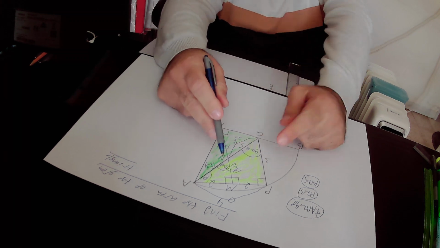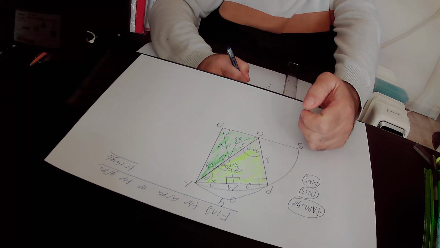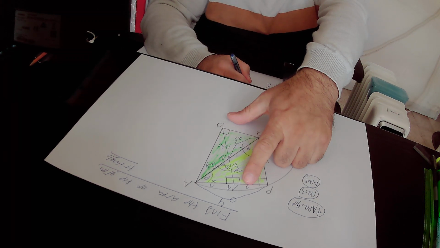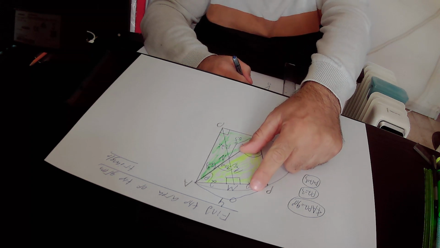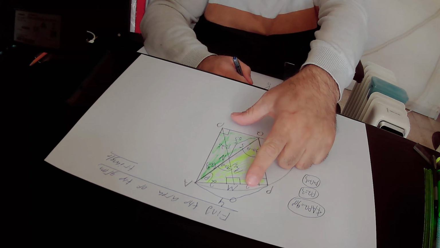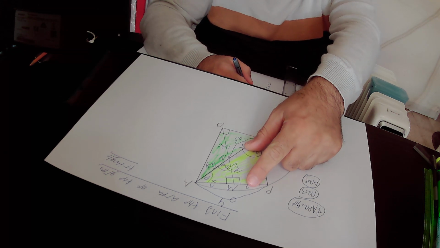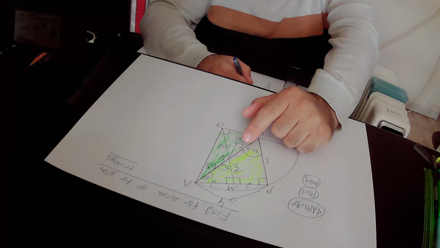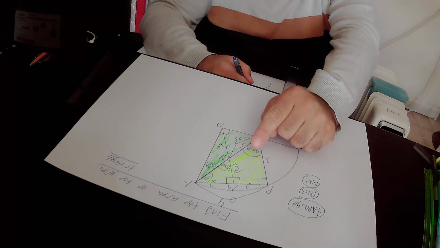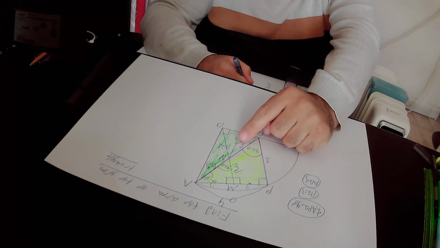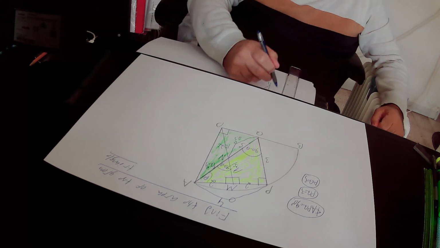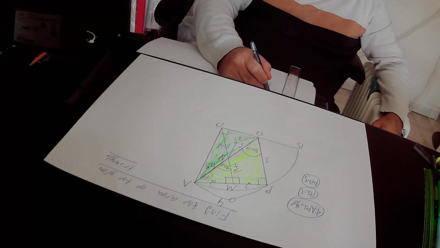Side AM equals 2 units. Side MO equals MN plus NO. MN equals 1.5, NO equals 2.5, and 1.5 plus 2.5 is 4. So MO equals 4 units.